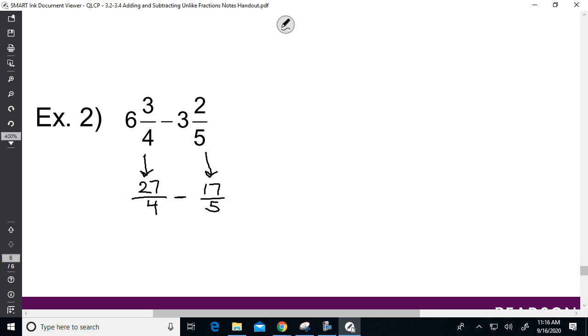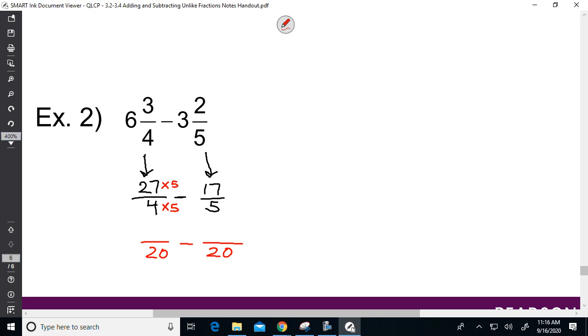4 and 5 are not the same denominator. So what denominator is going to work? 20. Nothing times 4 gives me 5. Nothing times 5 gives me 4. That's when you would write out your multiples. So 4 times 5 gives you 20.